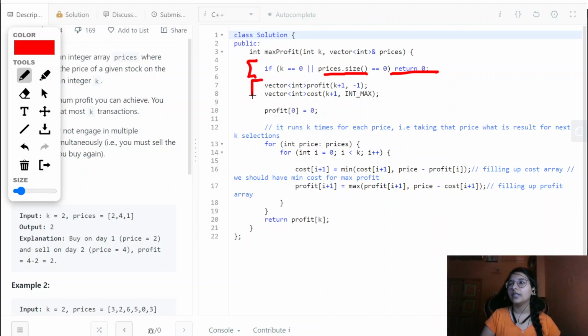So now here we are taking two vectors. One vector would be for our cost and the second one would be for our profit. The cost basically refers to the buying cost and the profit basically refers to the selling cost. So this is the thing.